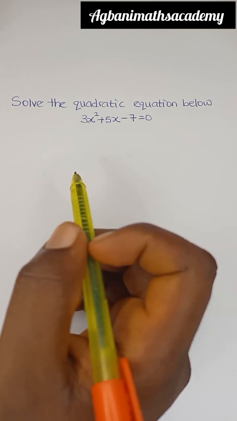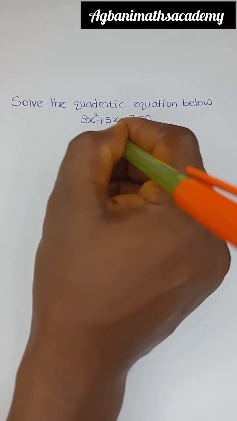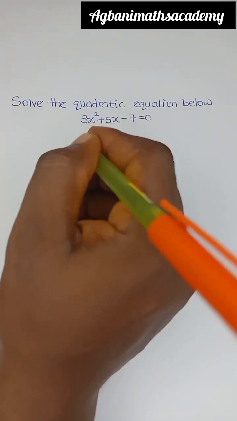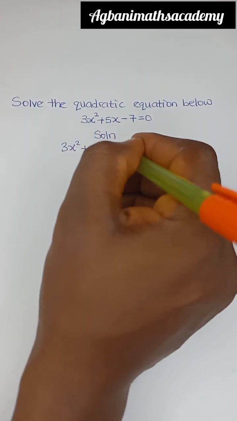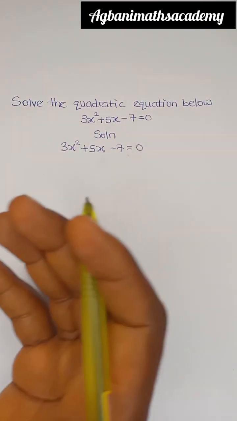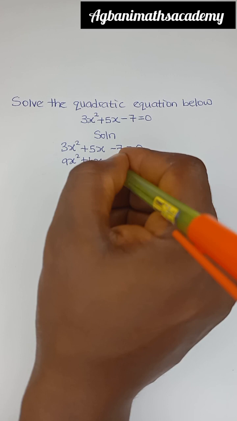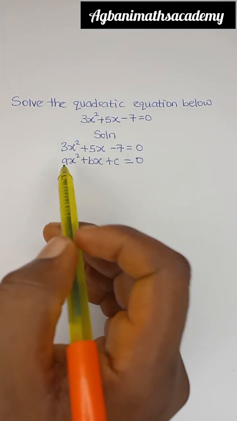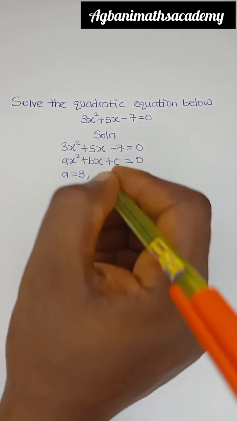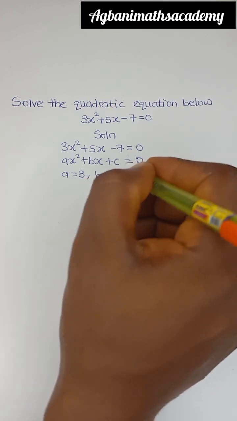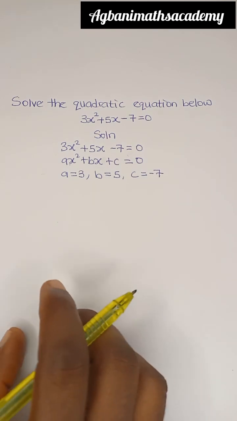Okay, so the first thing we're going to do, we are going to try to use the factor method to solve this quadratic equation. So let's solve together. We have the equation 3x squared plus 5x minus 7 is equal to 0. Now, every quadratic equation is in the form ax squared plus bx plus c is equal to 0. That means if we compare this and this, you discover that our a is equal to 3, our b is equal to 5, and our c is equal to minus 7. So this is very important.